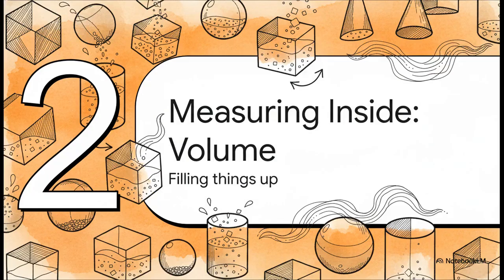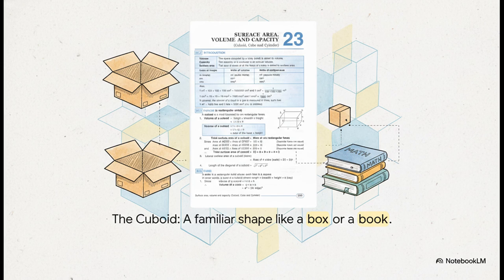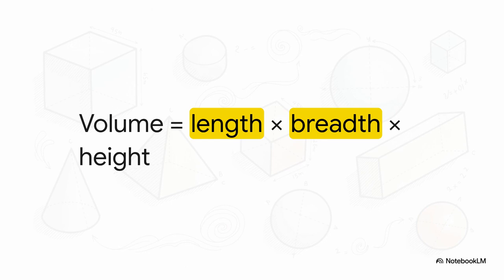Okay, so let's get practical. How do we actually calculate the volume for our shapes? Let's talk about filling things up. First up, the cuboid. This is your classic box shape, right? A shoebox, a book. It's defined by three simple measurements: its length, which we'll just call L, its breadth, or you could say width, which we'll call B, and of course its height, H. And the best part is how simple the formula is. To find the volume of any cuboid, you just multiply those three things together: length times breadth times height. Yep, it's really that straightforward.